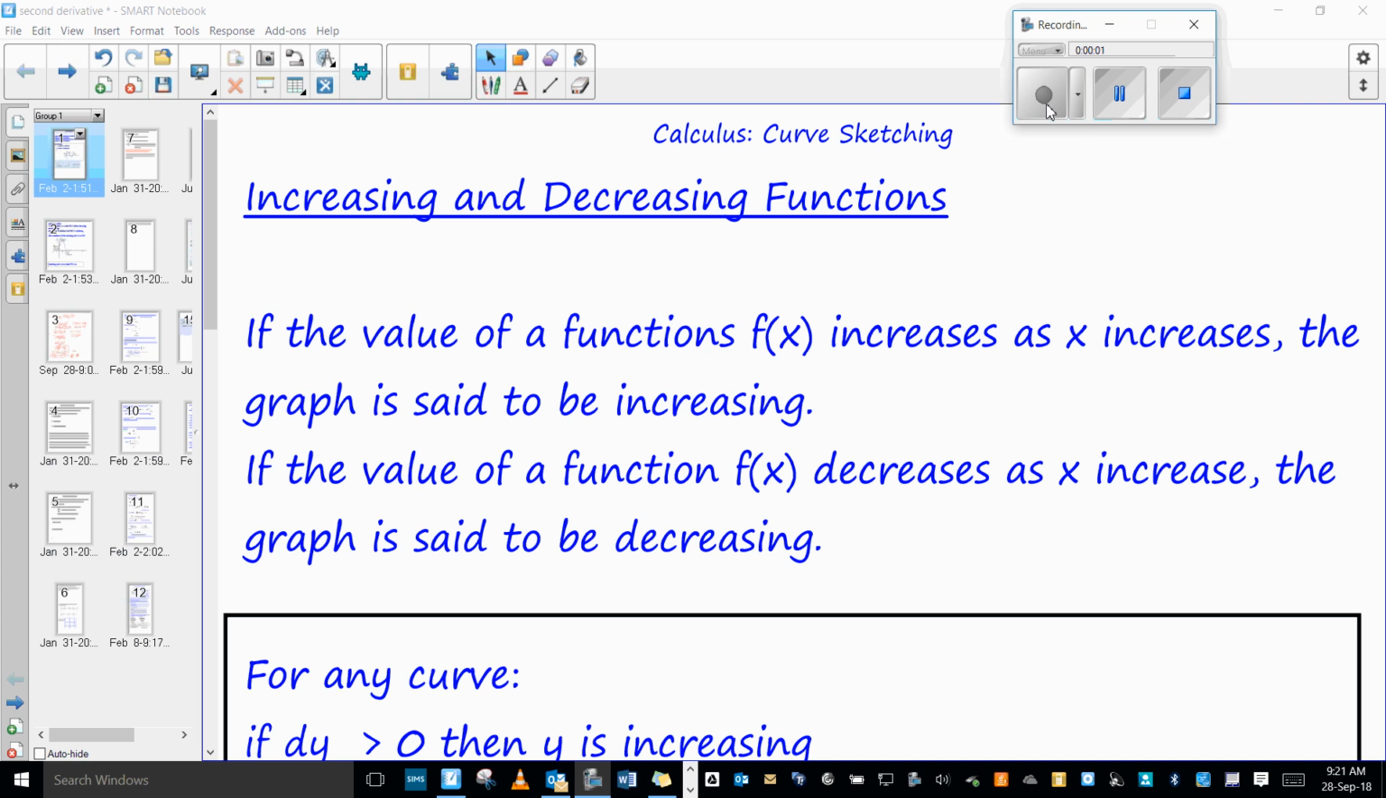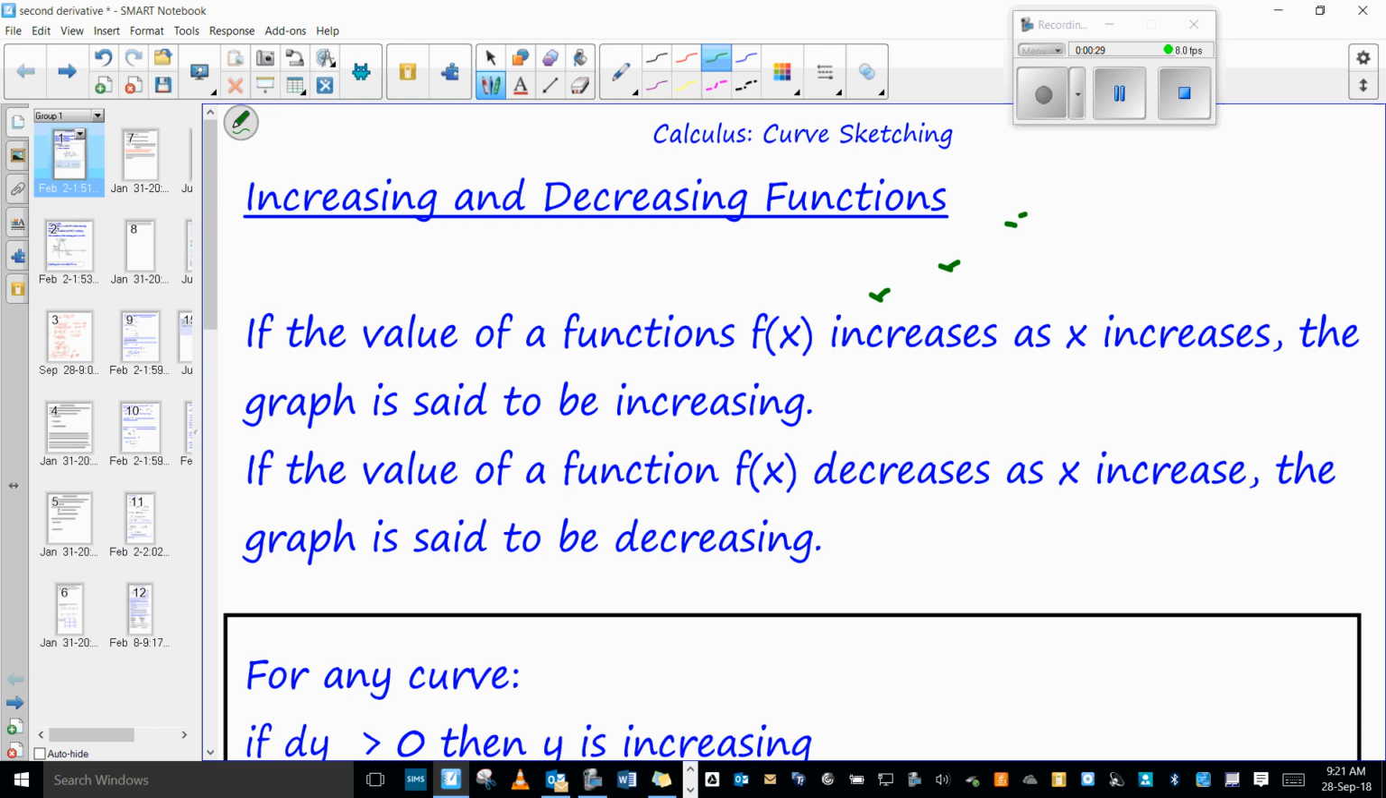Increasing function. So we've talked about the fact that the derivative tells us about the gradient of the function. If the value of a function increases as x increases, it means that the graph is said to be increasing. That makes sense. If the value of y essentially goes up as x goes up, then we're going to be plotting points that go in that direction. Okay, so it's going to be increasing.